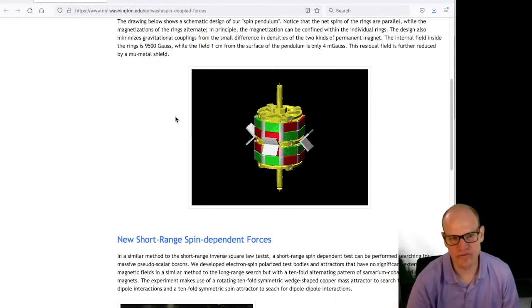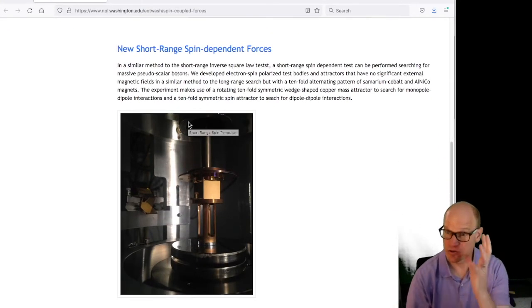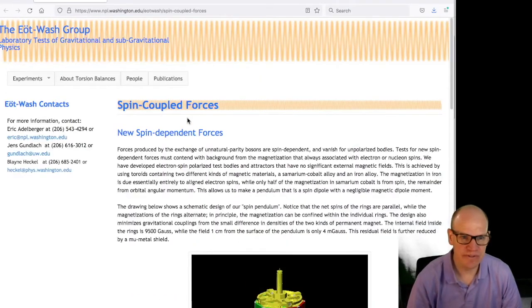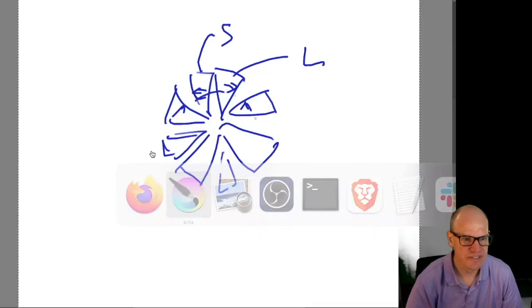They're looking for short-range forces that depend upon actual spin, like quantum spin, because in some environments that is a conserved quantity. Certainly with an individual particle, the spin is a conserved quantity. So that's kind of cool.